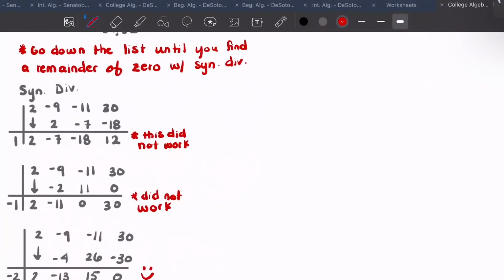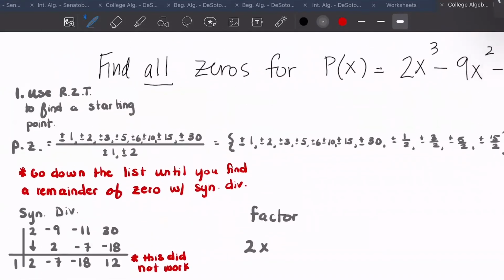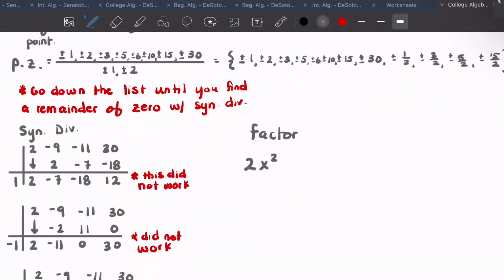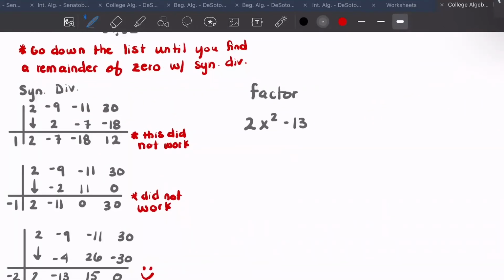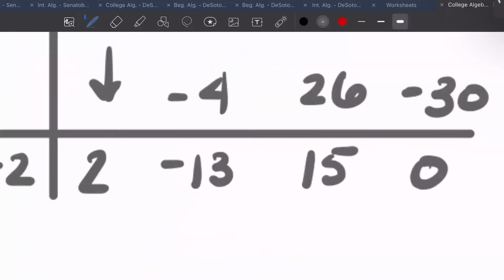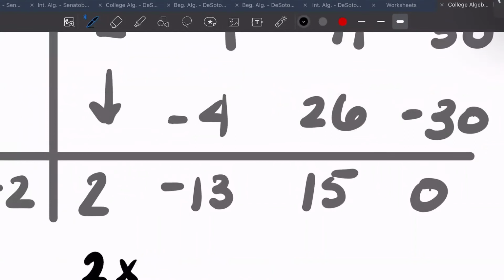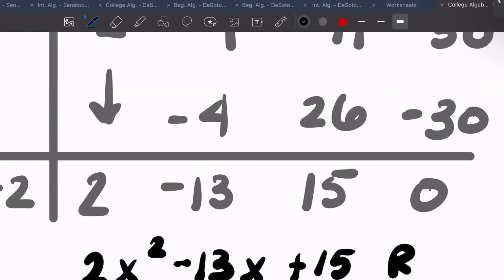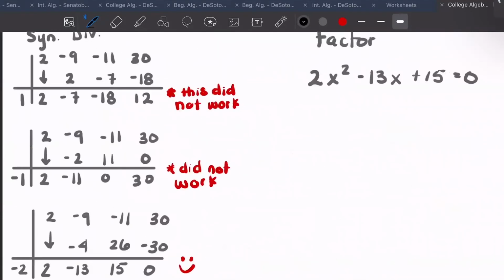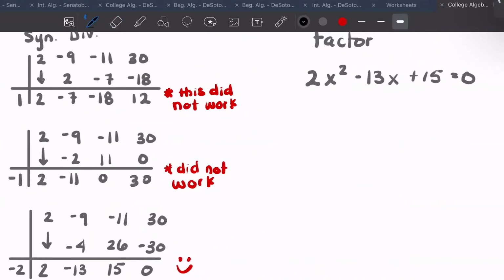Now you will factor and solve. This is where it becomes just like what we've been doing. Your new polynomial will be 2x, we were given a cube, so we're going to go squared, minus 13x plus 15 equals 0. I got that from right here. I'll write it: 2x squared minus 13x plus 15. Remainder 0. Good. We'll use that and we'll factor and we'll solve.